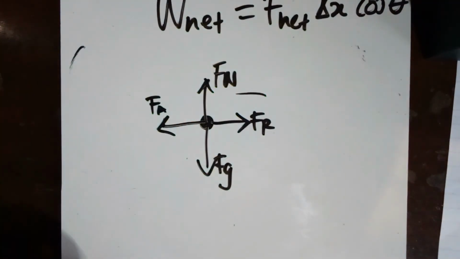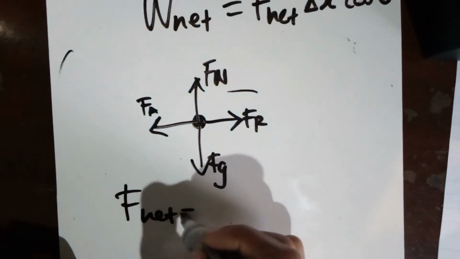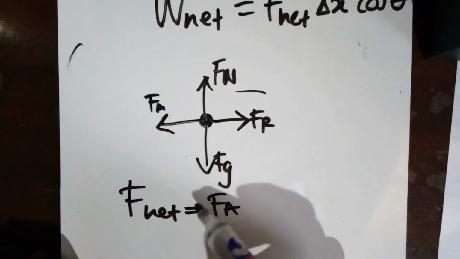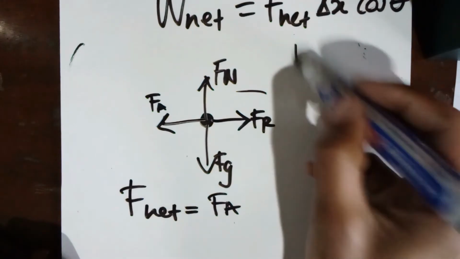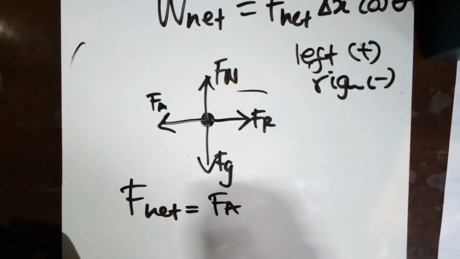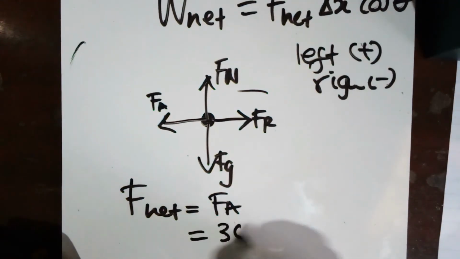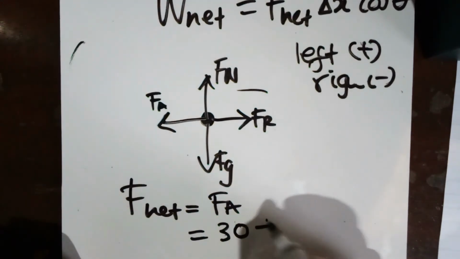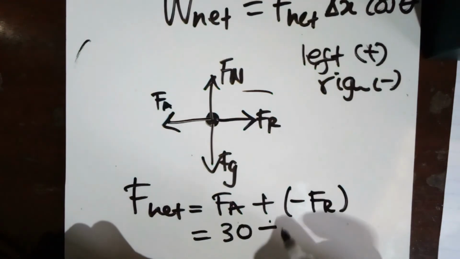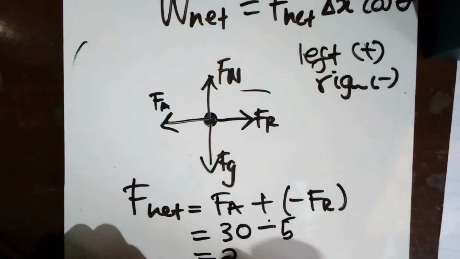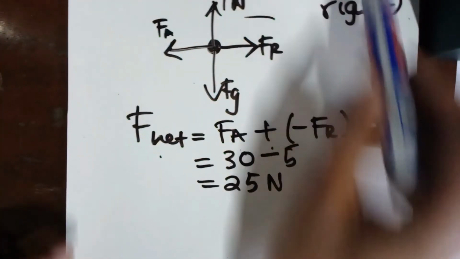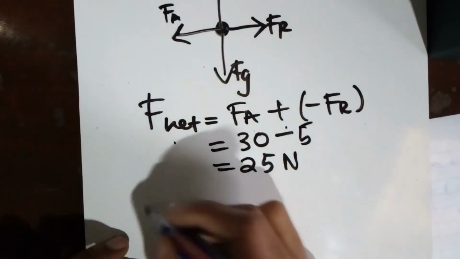So if you want to write F net in the horizontal direction, we would say we have Fa applied, and let's say left is positive and right is negative. Then we have 30, so Fa plus a negative of friction. So we have 30 minus 5, which gives us 25 newtons. And then we have F net, and with the change in x, we can calculate the net work done.